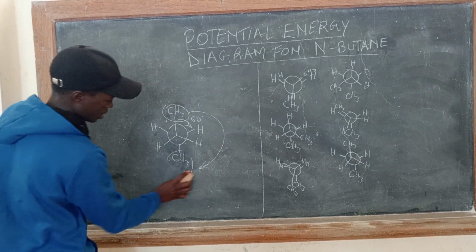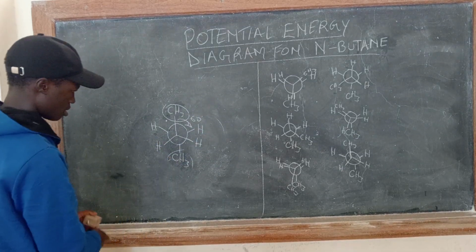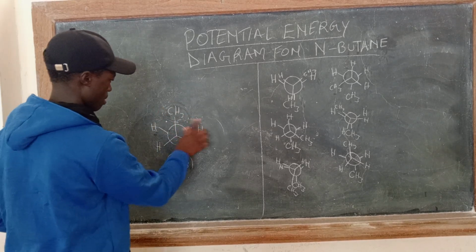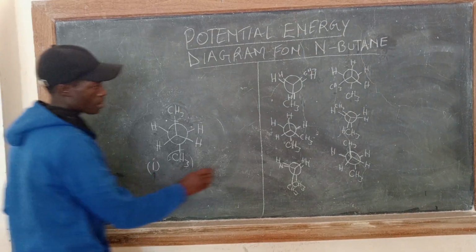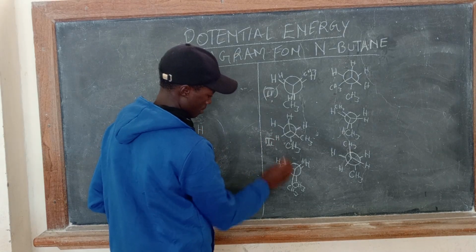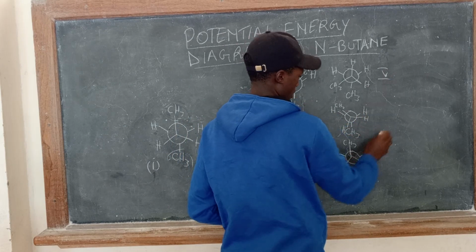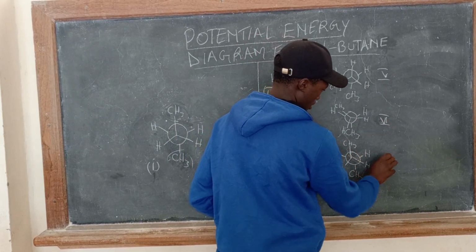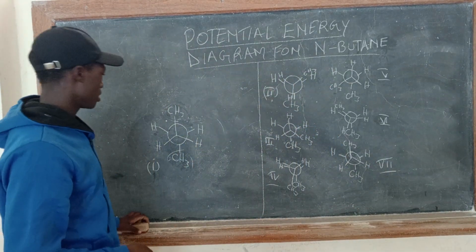Now, this is the starting point. Now, we started with this. So this is number 1. These are number 2. These are number 3. And number 4. And number 5. And number 6. And number 7.